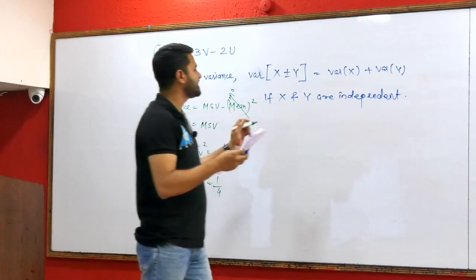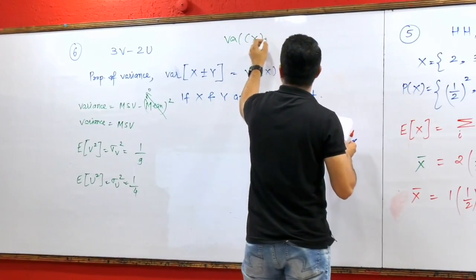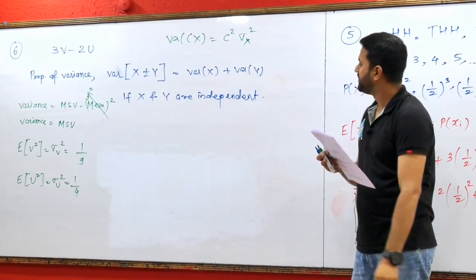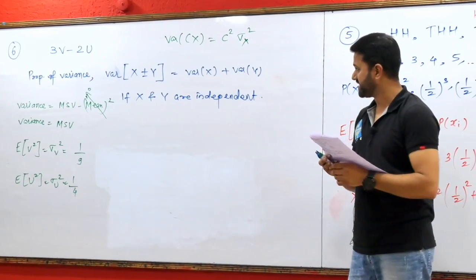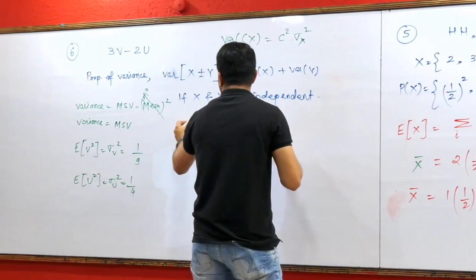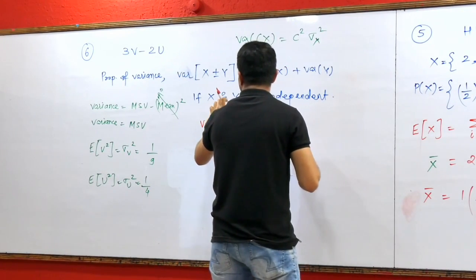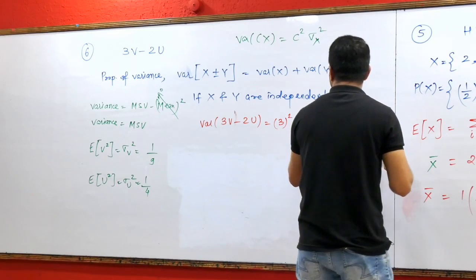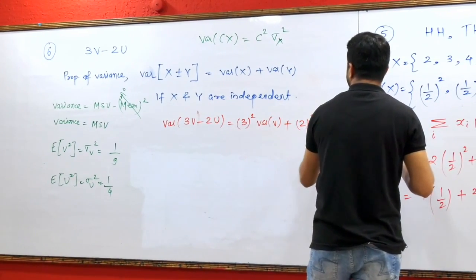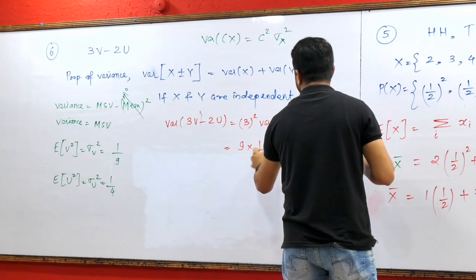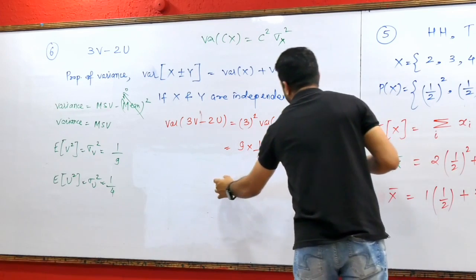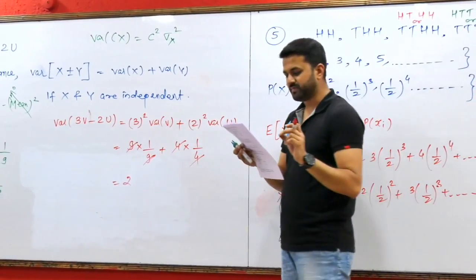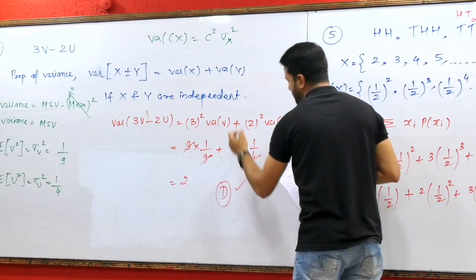We also have the property that the variance of c times x is c square times the variance of x. The variance of any constant multiplied with a random variable is the constant square times the variance of x. Similarly, the variance of 3v minus 2u is 3 square variance of v plus 2 square variance of u. So this is 9 into 1/9 plus 4 into 1/4, which cancels to 1 plus 1, equal to 2. So the variance of 3v minus 2u is 2, and the correct answer is option D.